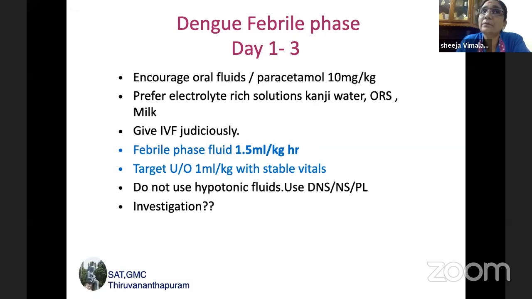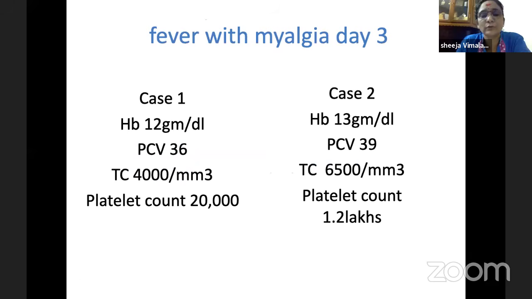You need to know a baseline hemoglobin or a baseline PCV. Only then would you know if the child is going in for a leaky phase, if the child is going in for a dengue hemorrhagic fever. So if possible, if resources permit, in the febrile phase, send for a hemoglobin or PCV to have a baseline idea about it. There is no role for counts at this point. There is no role for platelet count at this point. The only thing that has a slight role is the hemoglobin.